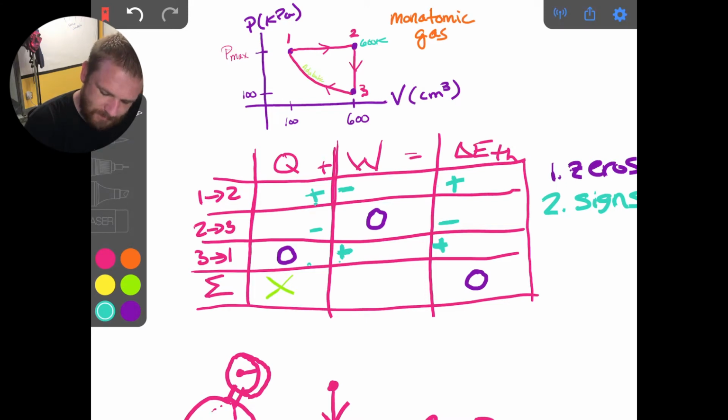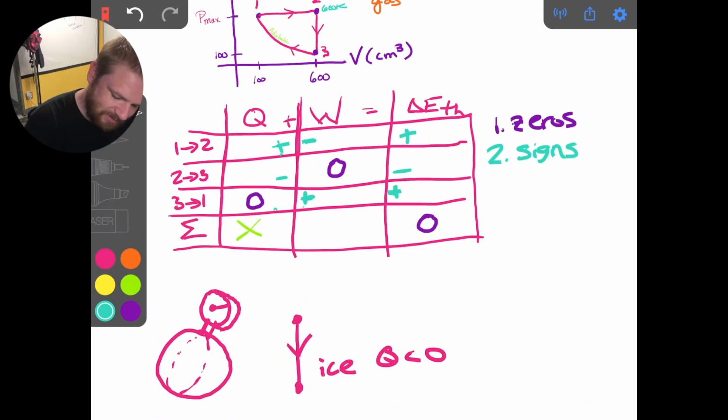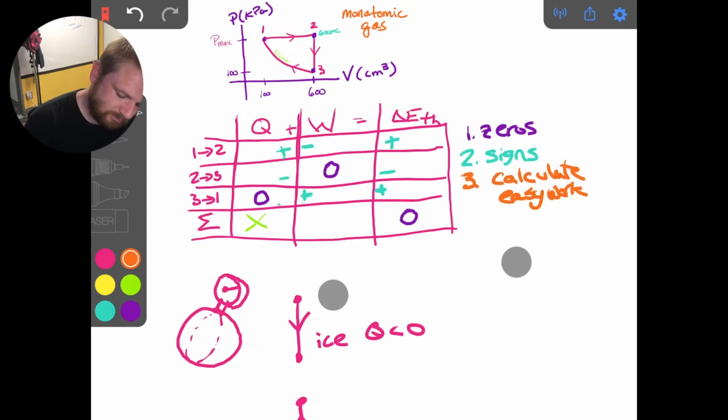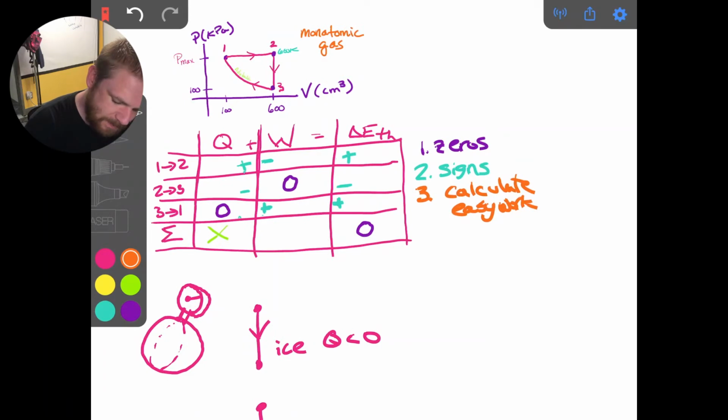All right, so now let's do the next step. We did the zeros and we did the signs. The next thing that I recommend you do is that we calculate the easy work. Okay, so how to do that? Do we have any easy work here?